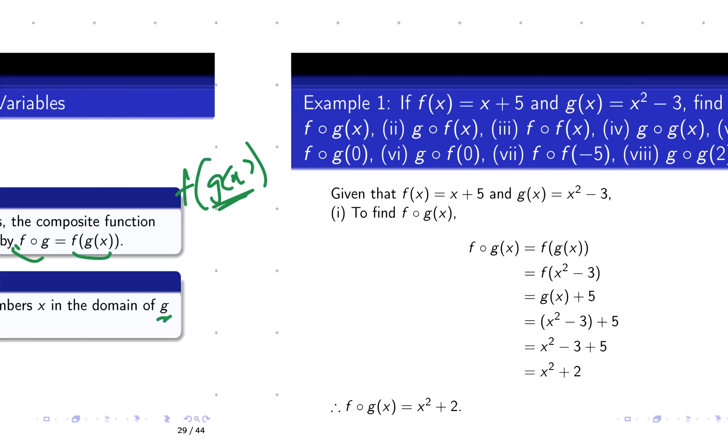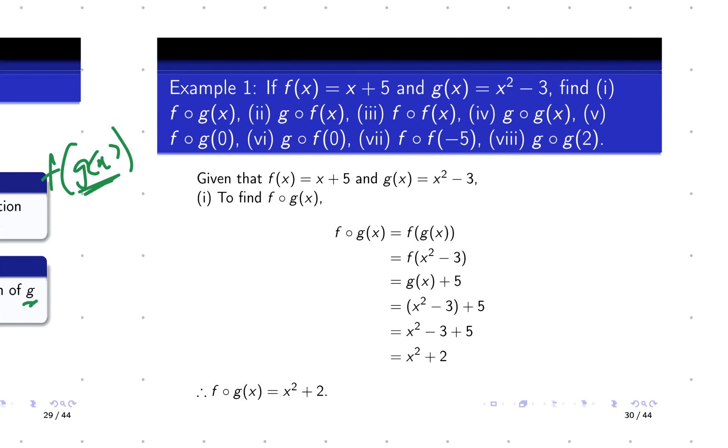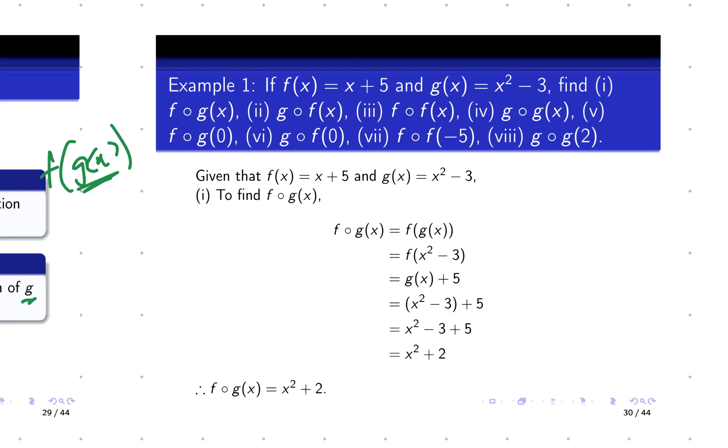Okay, so we have this. I guess I need to use something brighter. So if f of x is x plus 5 and g of x is x squared minus 3, then you are told to find f of g of x, g of f of x, f of x, g of x, f of g of 0, g of f of 0, f of minus 5, and g of 2. Don't forget, f of x is x plus 5 and g of x is x squared minus 3.